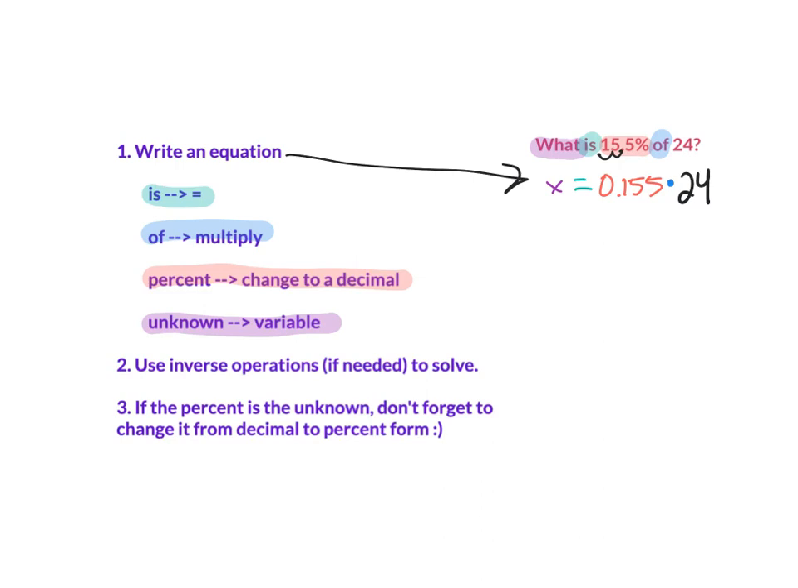I'm going to use inverse operations if needed. I don't need to use inverse operations because the variable is all by itself. So all I'm going to do is simply multiply, use my calculator, and type in 0.155 times 24. When you do that, you get that x is equal to 3.72.